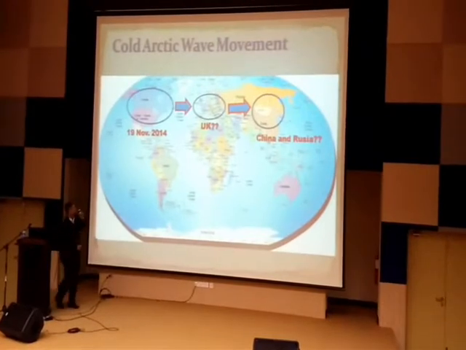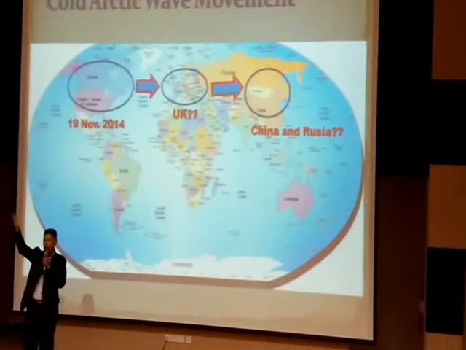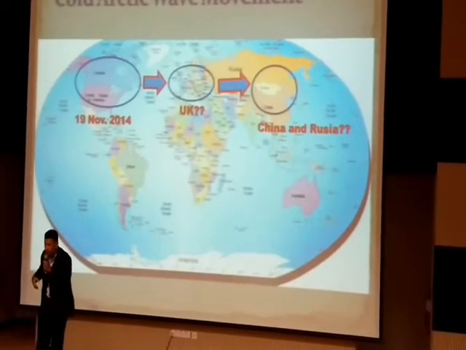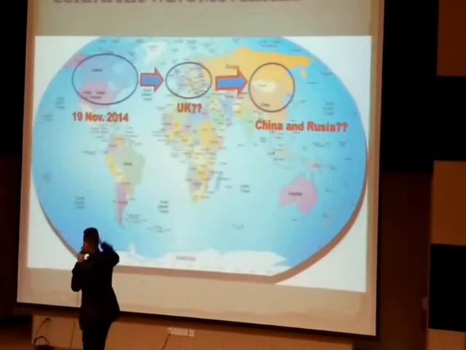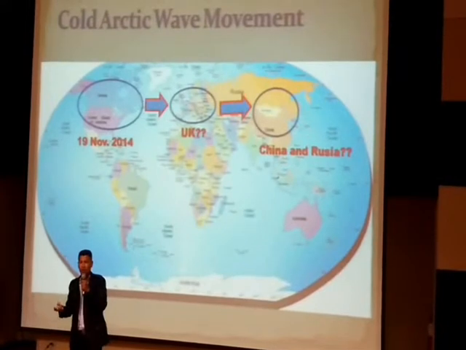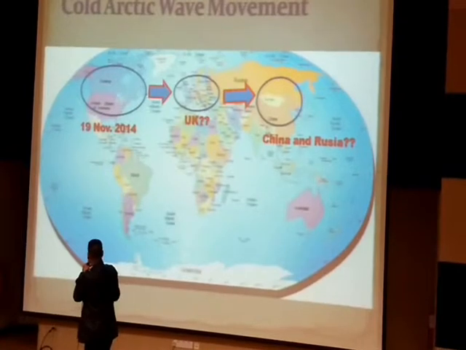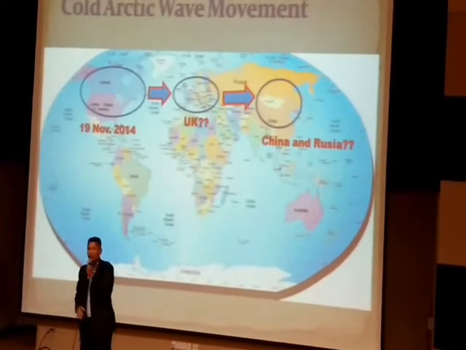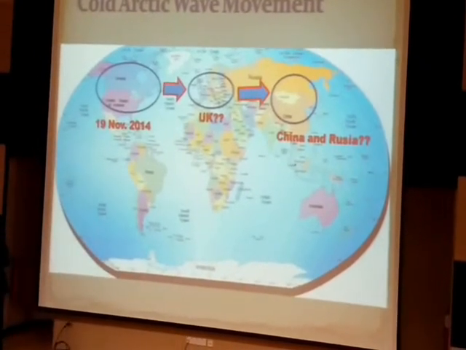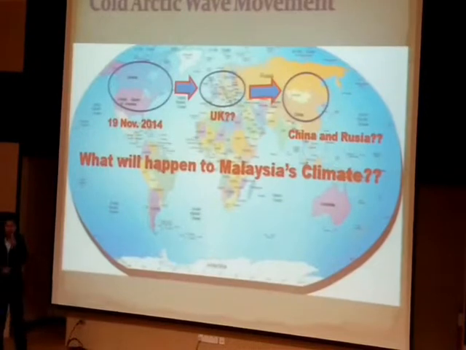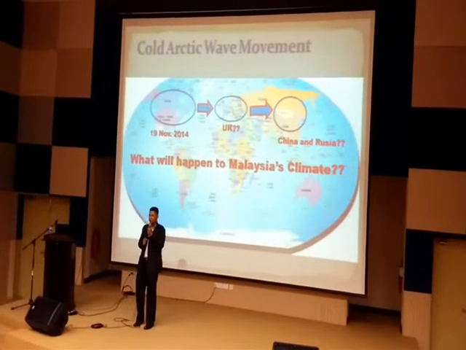So this is what happened. On 19 November in the US and Canada, the polar vortex entered these two countries, and cool temperatures occurred. Next, the UK also expects to face the same situation of polar vortex intrusion. And the next is China. When it enters China, how about the temperature in Malaysia? Climates in Malaysia.